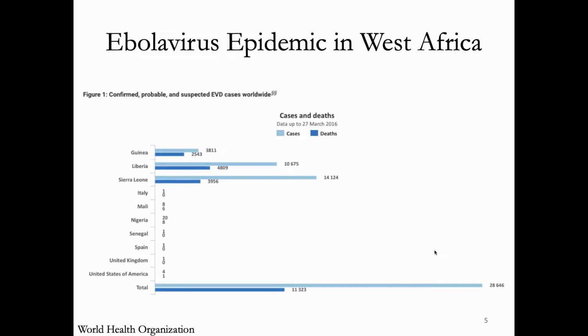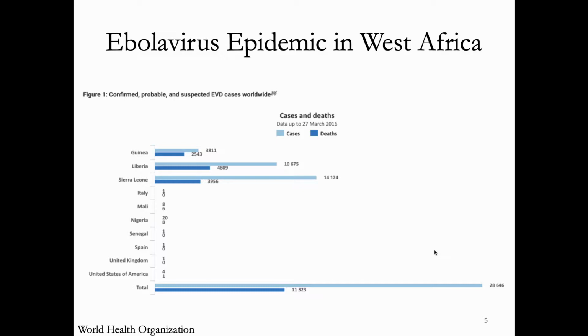In the 2015-2016 Ebola epidemic, we saw a much larger epidemic than we had ever seen before. The total numbers for that epidemic are listed here at the bottom. The dark blue is the deaths, the light blue is the cases. The first thing that you can notice, even if you can't read the numbers from your seats, is that there's a big difference. The dark blue line and the light blue line are not close together.